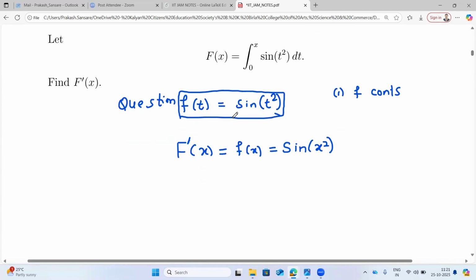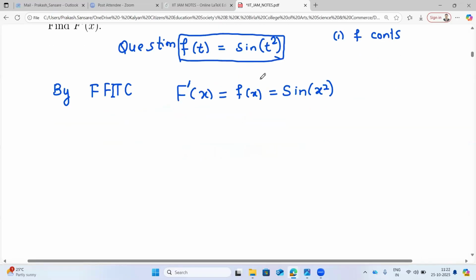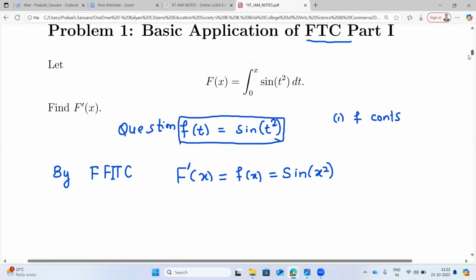Just a one line answer by the first fundamental theorem of integral calculus. So the derivative of this function, if f of x is equal to integral of sin t square from 0 to x, then its derivative is straight away sin x square.